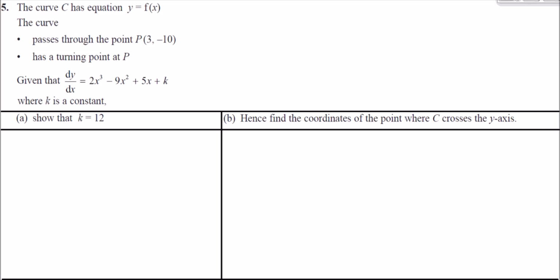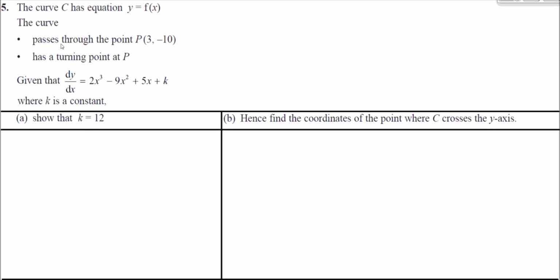Question 5 is a curve, capital C, with equation y equals f of x. It passes through the point P, which is at (3, -10), and has a turning point also at P. We're told that the gradient, dy by dx, the derivative of f of x, is 2x cubed minus 9x squared plus 5x plus some constant k. We need to show that this k is equal to 12.